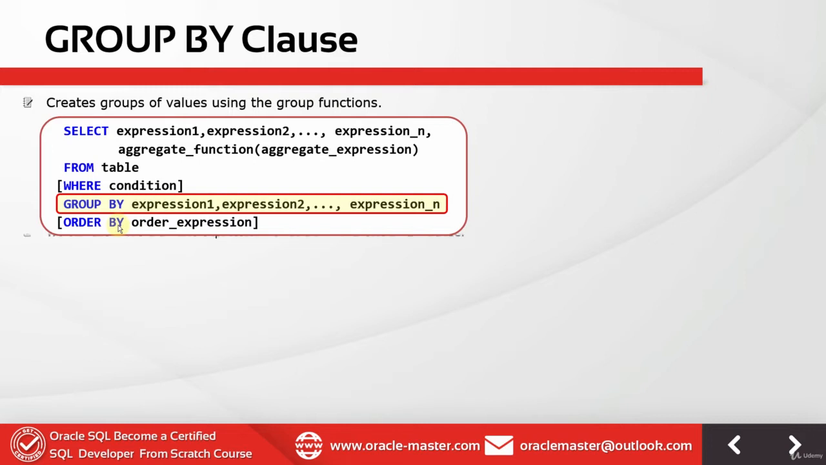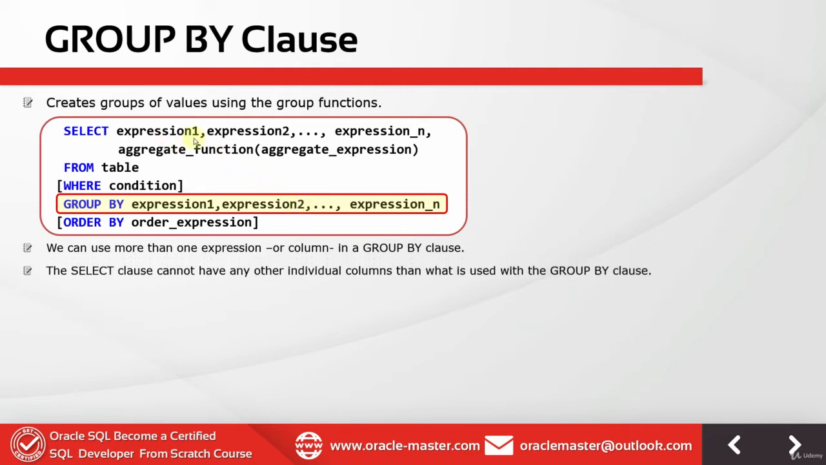As can be seen here, we can write more than one expression or column in the group by clause. This means that we can group the rows by more than one column. You will see that on an example in a moment. And as you can see, the select clause cannot have any different columns than the ones used with the group by clause. Otherwise, you will have an error. And we don't need to use all the columns written with the group by clause in the select statement. As you know, all the individual columns written in the select statement must be in the group by clause. However, the opposite is not necessarily true, because grouping the rows and showing the grouped results are different.